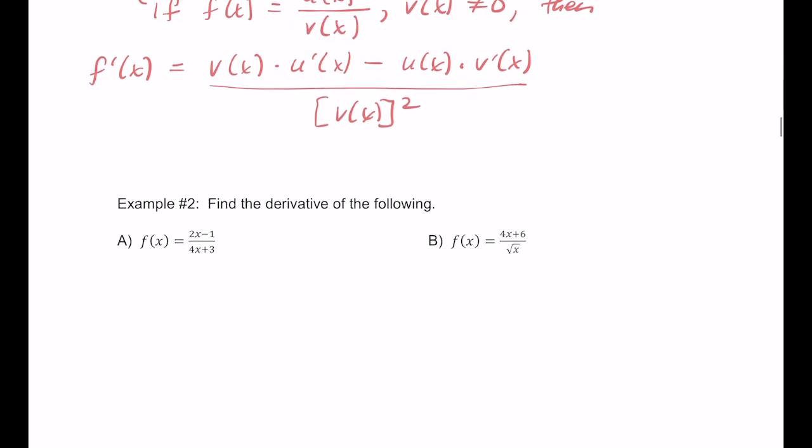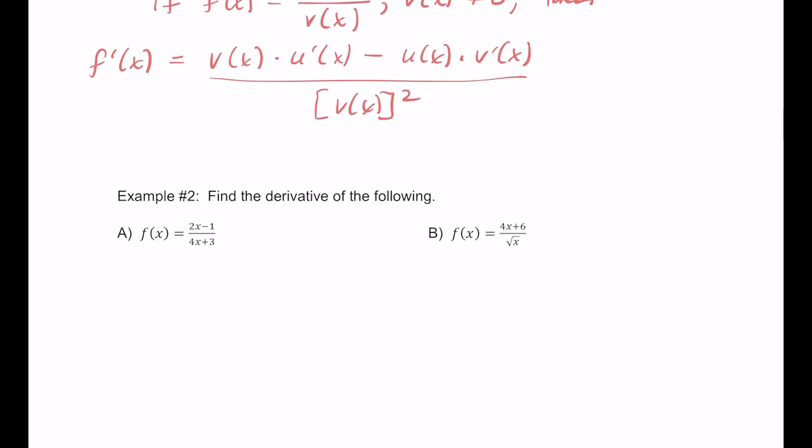Let's see how we can apply it. So here we have f of x equal to some quantity, 2x minus 1, over 4x plus 3. And again, I'm going to let u of x be the numerator, and we're going to have v of x be the denominator. And I want to find the derivatives for each of them. So the derivative of u of x would just be 2, and the derivative of v of x would just be 4.